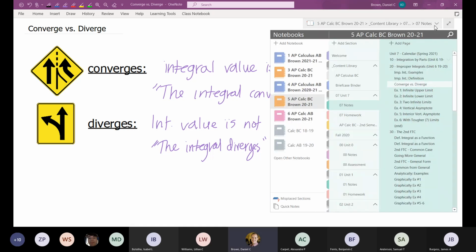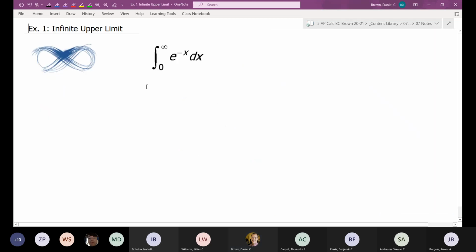All right, so let's just go ahead and look at a few examples. I have 6. We probably will just get through 5 of them today. So here's a pretty simple one that we're going to look at. It has an infinite upper limit.